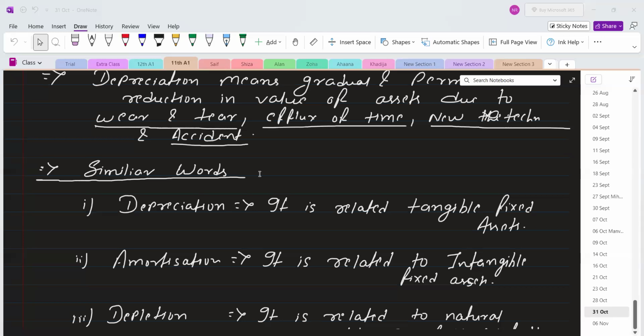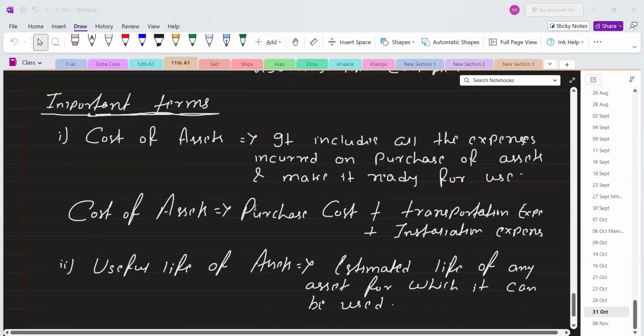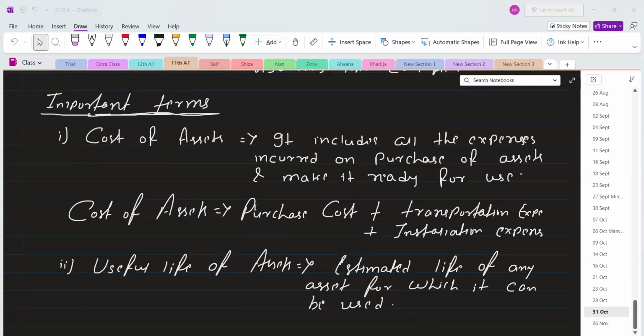Okay. You reply very late, Meher. You're not getting my voice. I got it, sir. I took the screenshot, sir. Okay. Important terms. Done, sir.